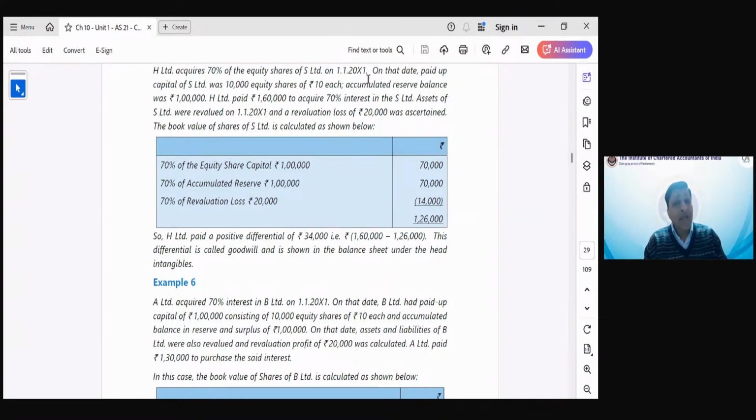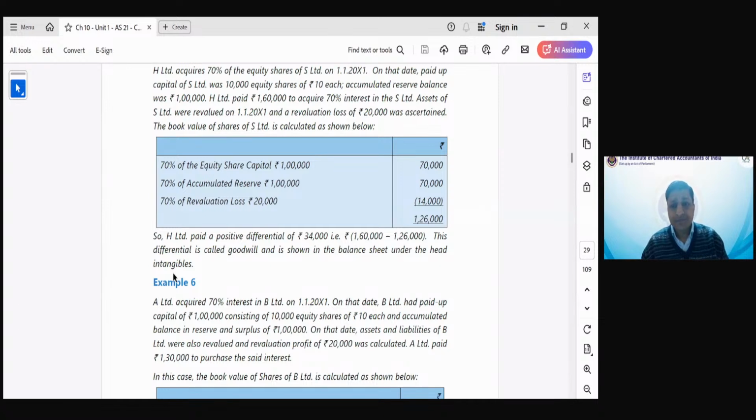Pooja, over to you. What will be the total amount of net assets of B Limited? Yes, tell me. 2 lakhs? So the total amount of net assets of B Limited, that is what I'm asking. Great. Manvi is saying total amount will be 2 lakhs. Yes or no?